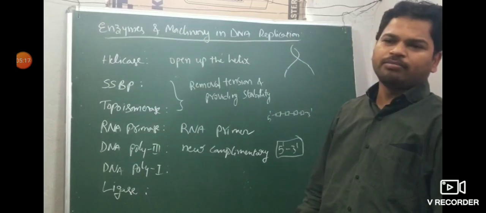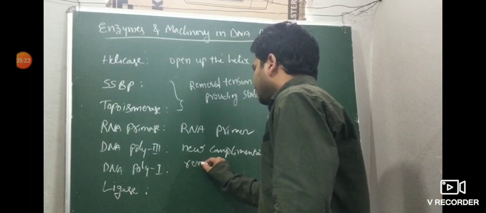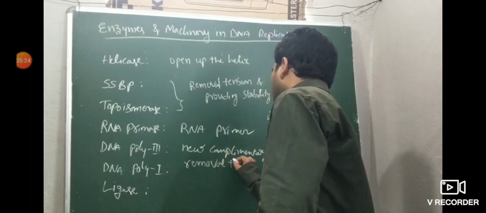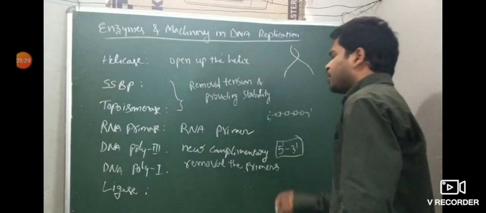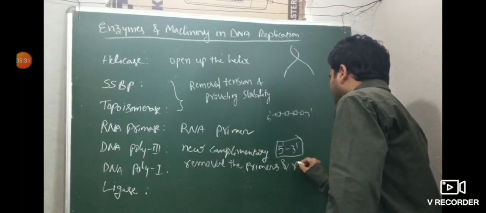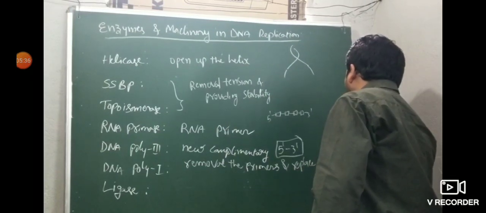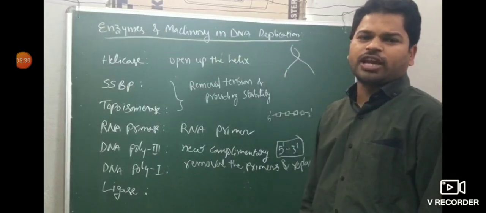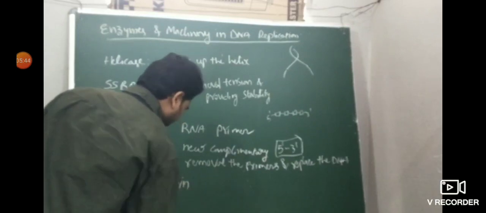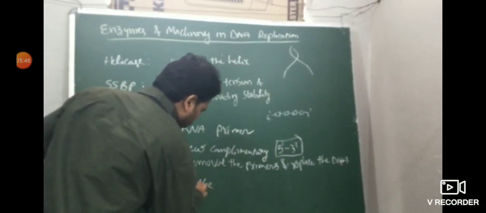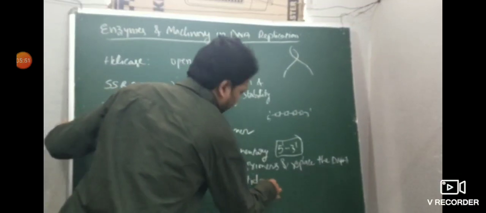DNA polymerase 1 enzyme removes the primers, removes the RNA primer, and replaces it with DNA nucleotides. Then ligase enzyme is helpful for joining the nucleotides. Ligase enzyme mainly joins two nucleotides. That is ligase enzyme.